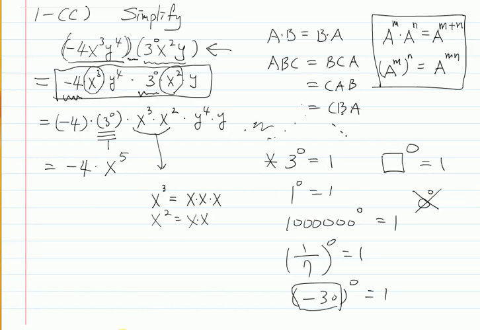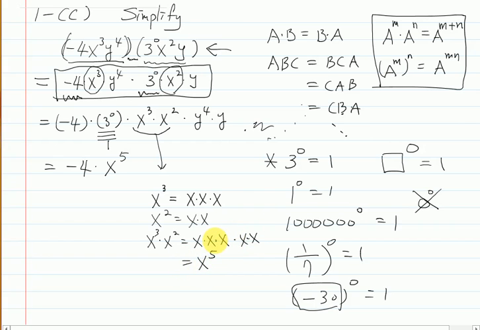So x cubed means multiplying x 3 times, x squared means multiplying x 2 times. So if we multiply these two, it means x times x and so on. How many x's are multiplied? 5 times. So that's why we add these powers. For the same reason, for this one it is y to the 4 plus 1, right? So that should be the answer.